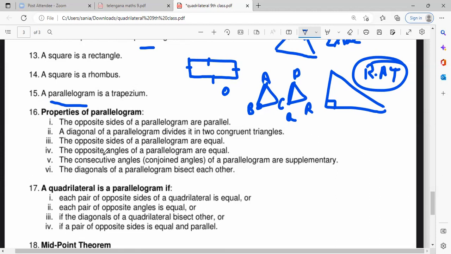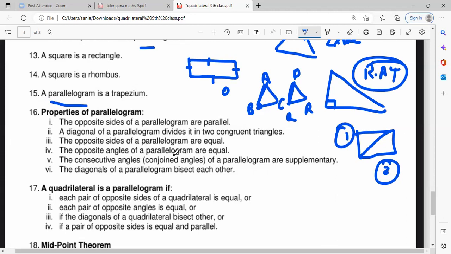For example, this is your parallelogram. These are the diagonals, so two triangles are here, triangle A and triangle B. Can you see? This is the first triangle and this is the second triangle. What is happening over there? They are both congruent to each other if it is a diagonal. Clear? And the opposite sides of a parallelogram are equal, you already know.